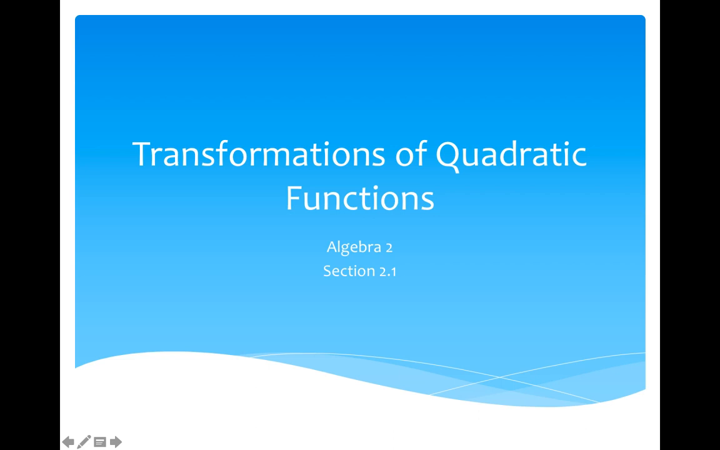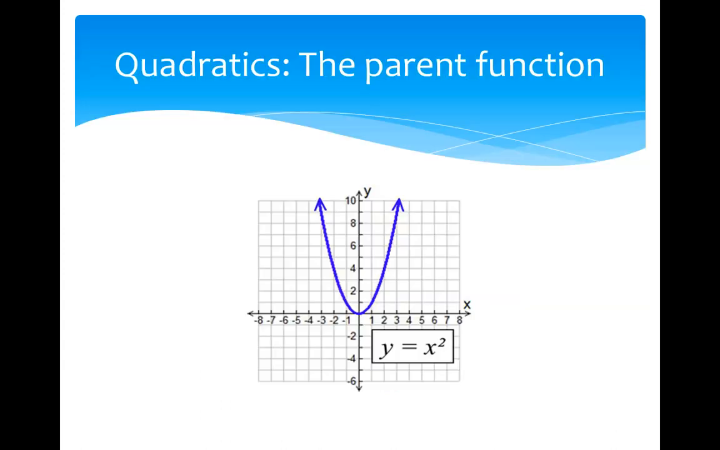So we're going to start chapter 2. Chapter 2 is all about graphs of quadratic functions. So we're going to start by just talking about what is a quadratic function and then what's the parent function. So a quadratic function is anything that has an x squared as its highest exponent. And the most basic quadratic function is the parent function that we have here, just y equals x squared.